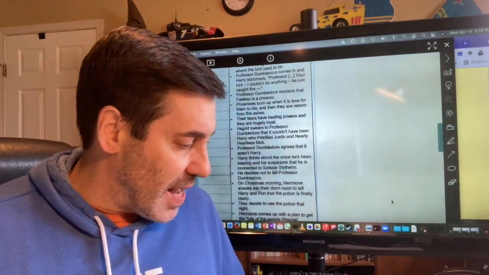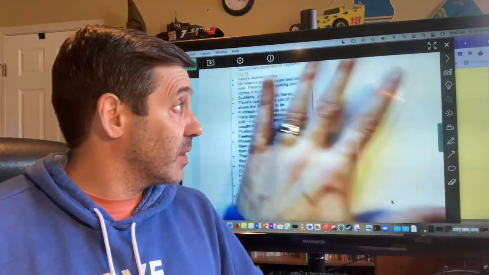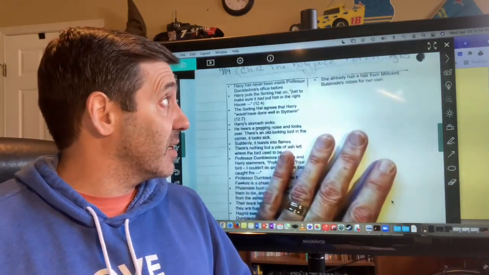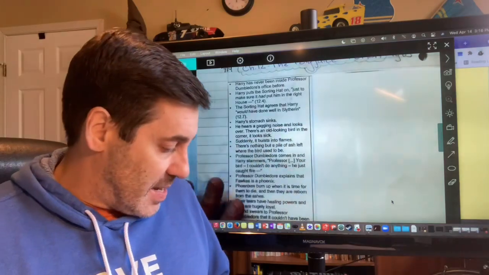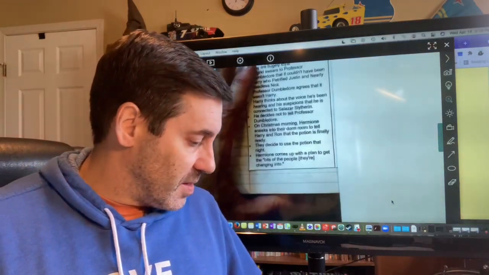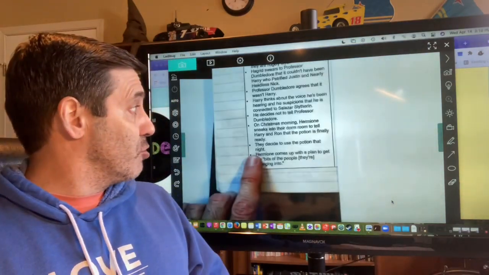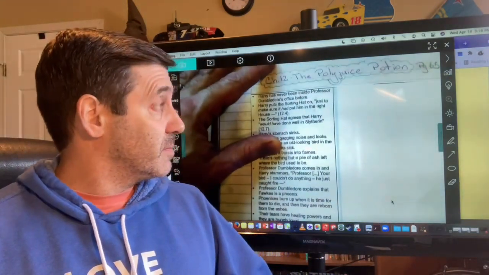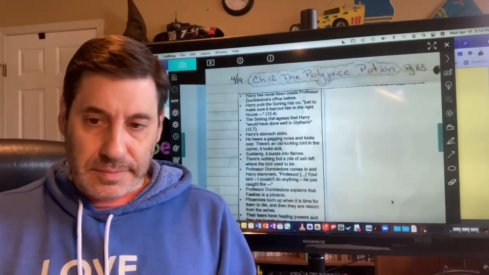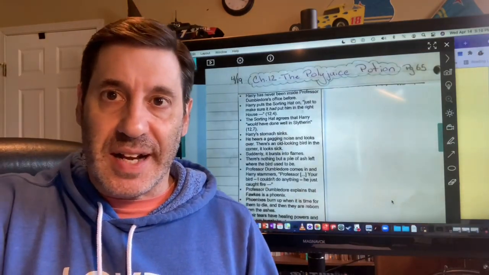Okay, we've got a line break here. This is where we should add something to our notes. Going up here to the top of my second column. Alright, and you can see they decided to take the potion that night. You could write something down about the Christmas presents. Alright, let's get ready to read the second half of the chapter here.